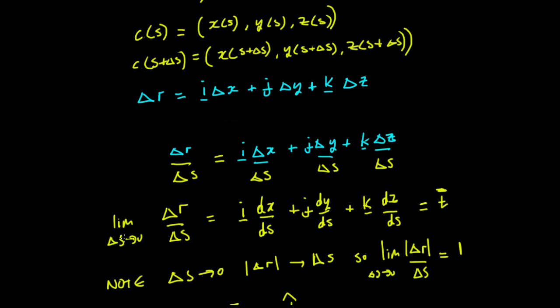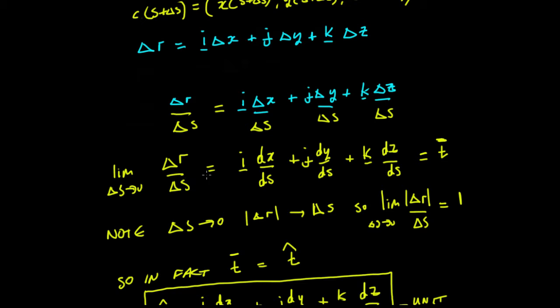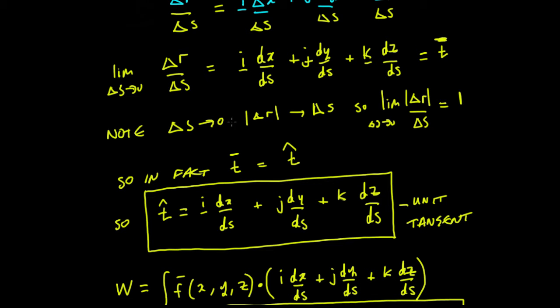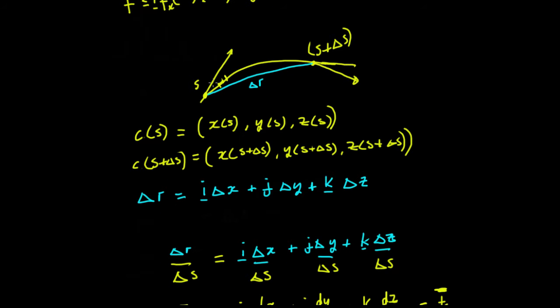And then if we take the limit as s tends towards 0 of delta r upon delta s, we get this here, i dx by ds plus j dy by ds plus k dz by ds. And we can see then that that there is going to be the tangent. But we can note as well that as delta s tends towards 0, then the magnitude of delta r, the length of this delta r, well, it'll tend towards the length of that little arc delta s.